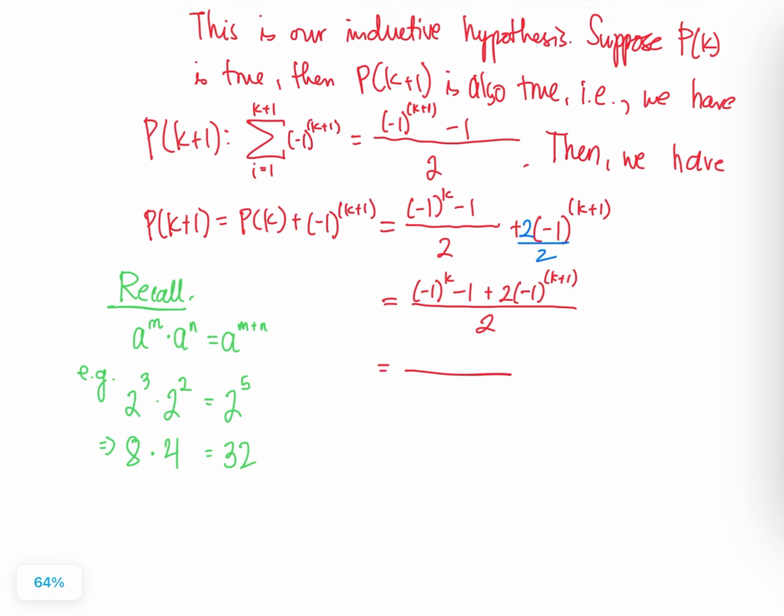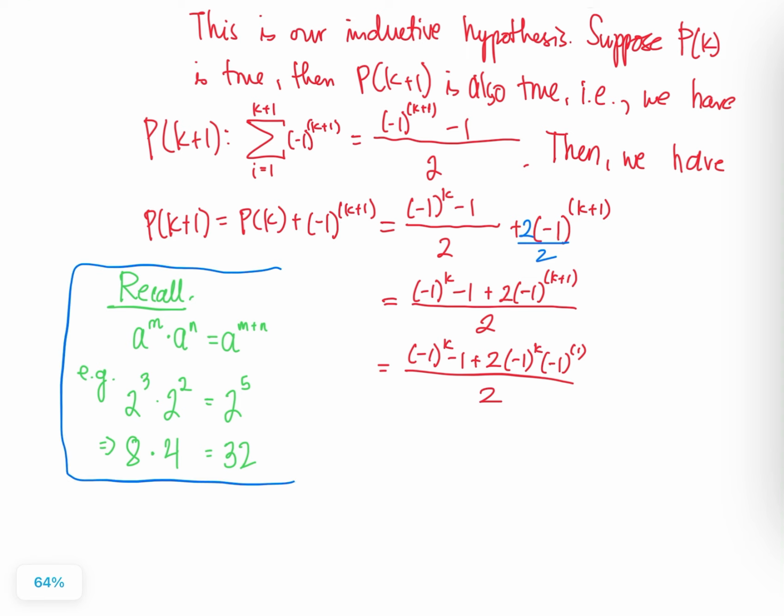This is equal to negative 1 raised to k minus 1 plus twice the negative 1 raised to k times negative 1 raised to 1. So I guess that's clear, applying the rule that I have mentioned right over here. Okay, so applying this one, we have that. Next line is we need to fix that part there. So we have negative 1 raised to k minus 1 plus, of course, this simply becomes just negative 1.